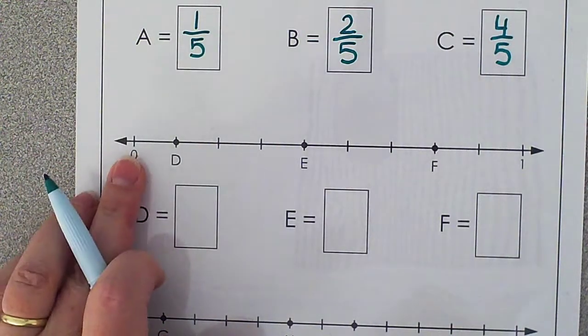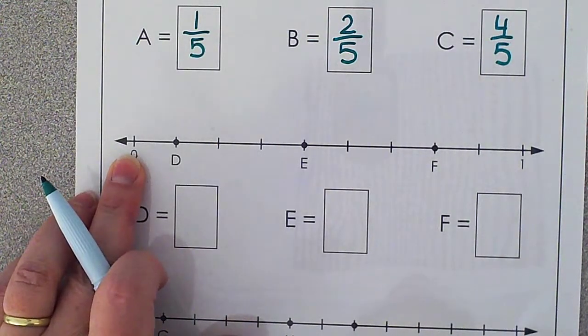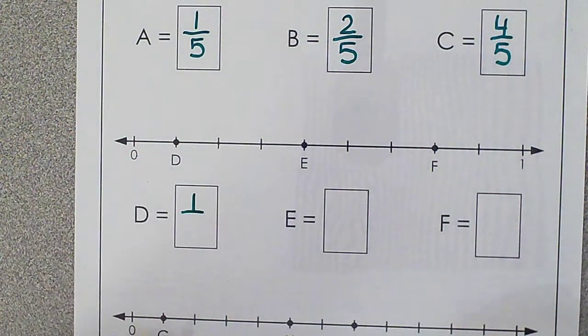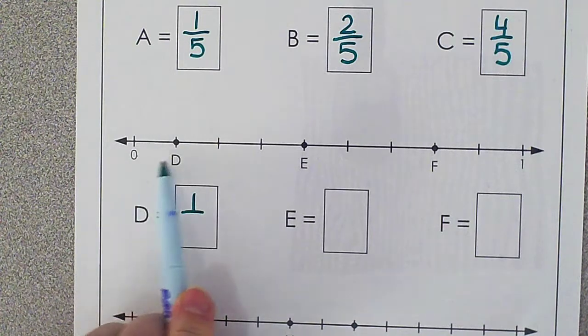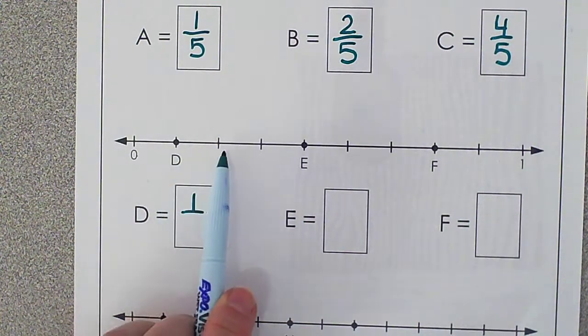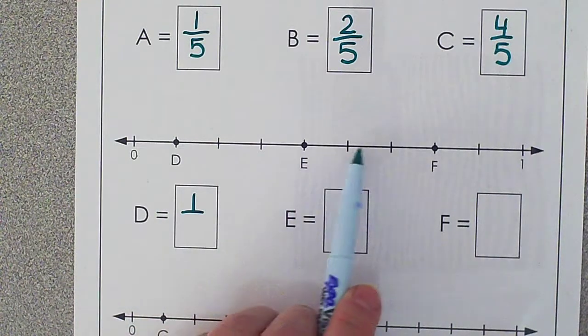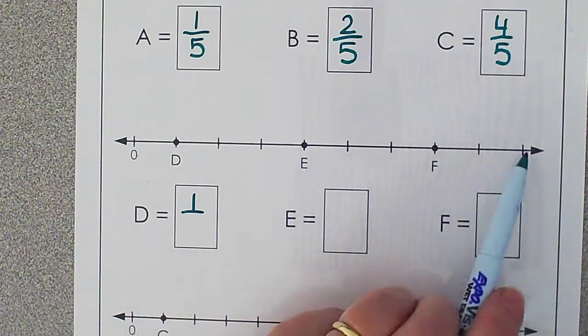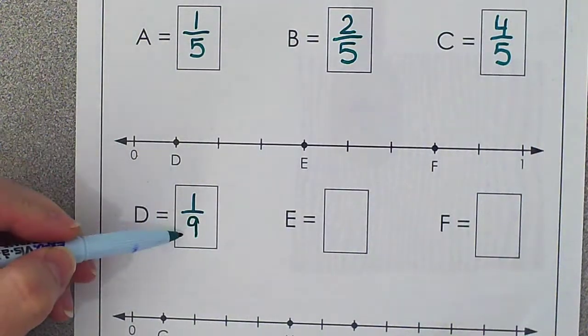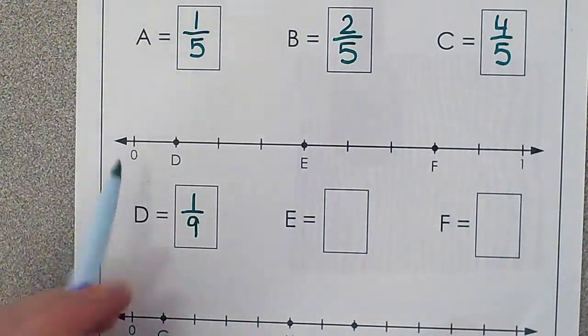So I count to the point. I start on my 0, I count to my point, 1. So my numerator for D is 1. Then I have to count all the way to the 1 for my denominator. 1, 2, 3, 4, 5, 6, 7, 8, 9. So D is at 1/9 on my number line.